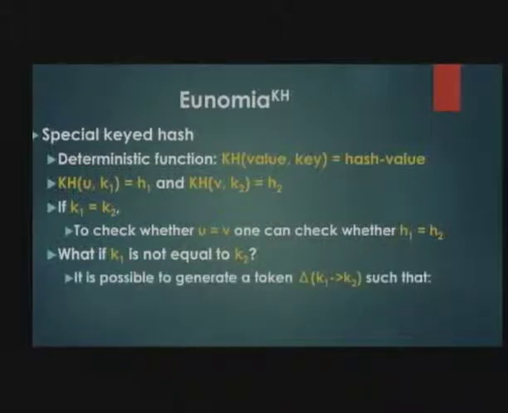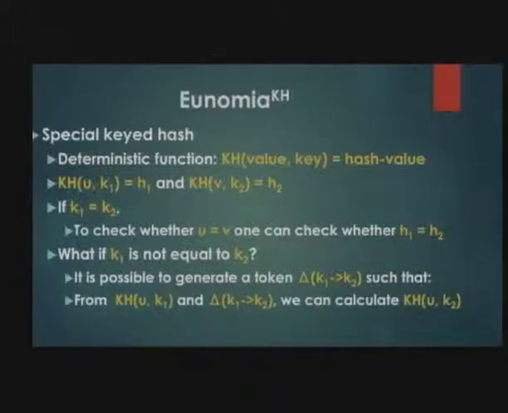Basically how this keyed hash works is anybody who has k1 and k2, access to the two keys, can generate a token, delta k1 to k2, right? So what it basically allows you to do is, if you have keyed hash of u with k1 and this transfer key, you can actually generate the keyed hash of u with k2, right? Then you can basically check whether it's equal to the keyed hash of v with k2. That's basically it. So that's the special property.